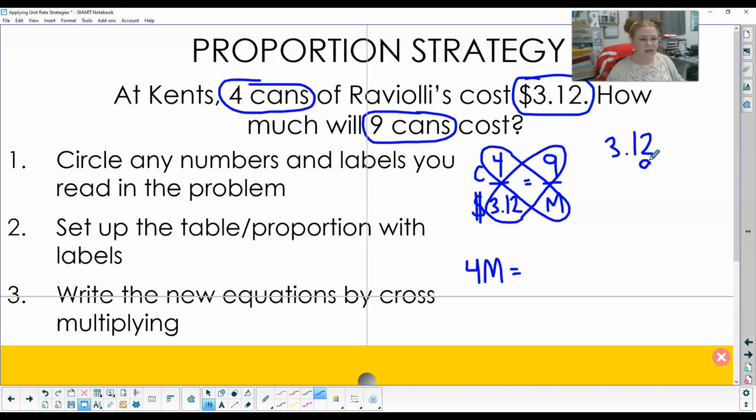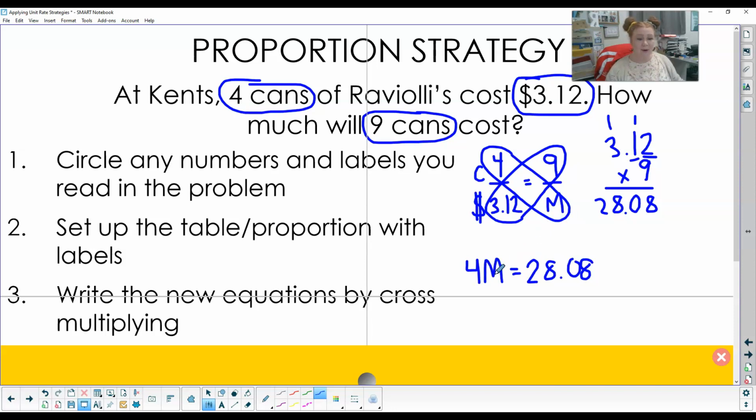So 312 times 9, so 9 times 2 is 18. 9 times 1 is 9, plus 1 is 10. And then 9 times 3 is 27, plus 1 is 28. And I have 2 decimal places, 1, 2. So when I have 4 groups of my money, it will cost $28.08. But I only want one of these m's. This is what I'm looking for, 1 m.